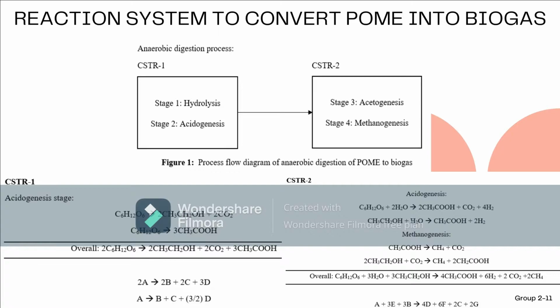Reaction system to degrade POME into methane must include 4 stages of reaction in sequence, which are hydrolysis, acidogenesis, acetogenesis, and methanogenesis, which happen in 2 CSTR in series. The reason why we choose CSTR over batch reactor and PFR is that CSTR is simple to operate and has lower operating costs and maintenance, and therefore preferable for industrial scale of POME treatment.